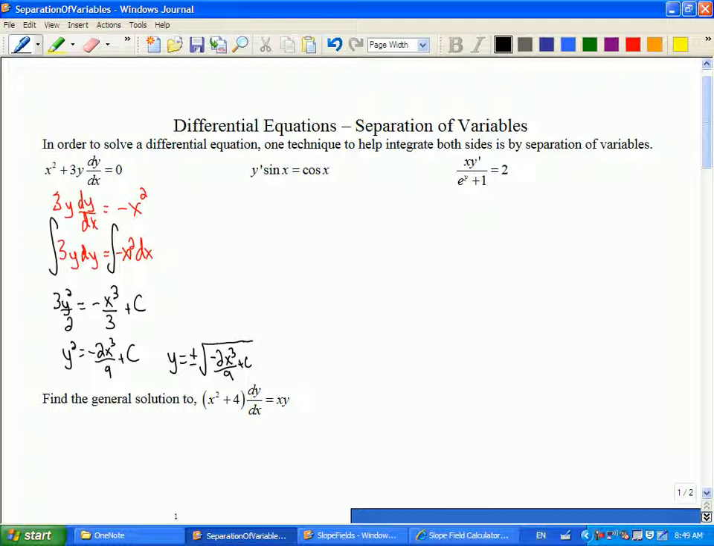Okay, so I'm going to have you guys try and see how you do with this technique where you wanted to separate your variables. So see what you can do on the next two.